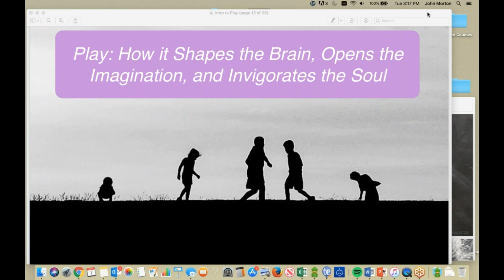Similarly, how it works on us imagination-wise. I realized that what imagination looks like and what creativity looks like is dramatically different from childhood to adulthood, but I think that it's all effectively the same thing.